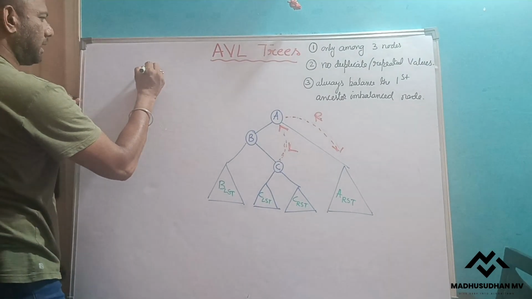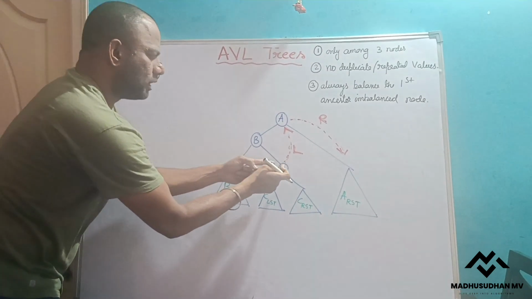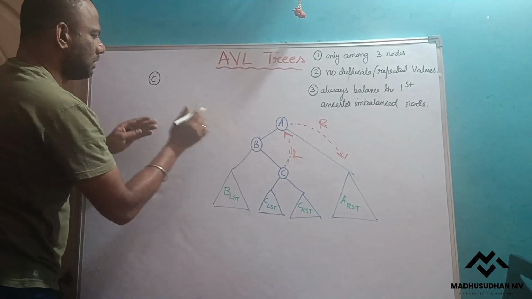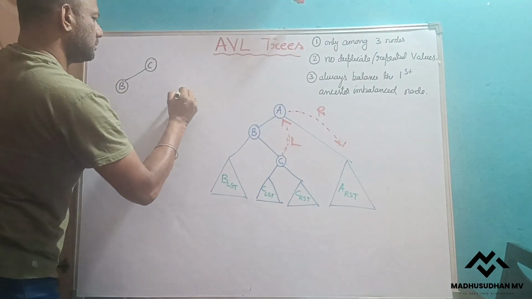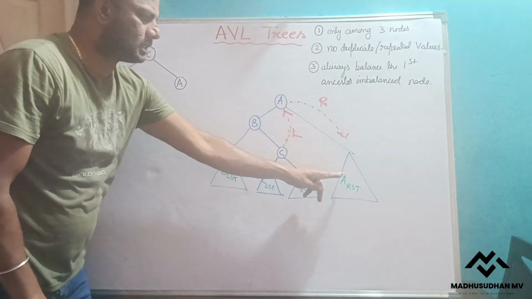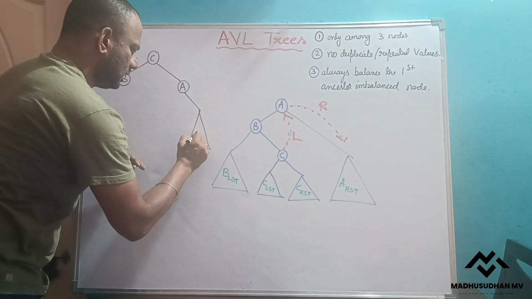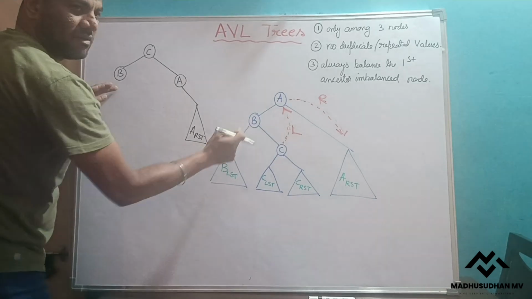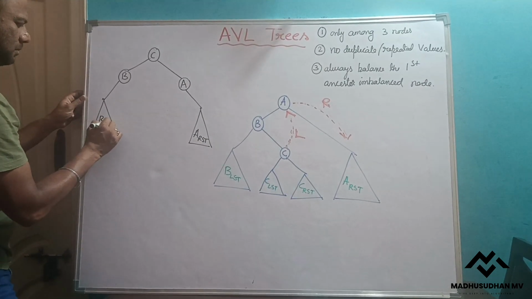Now the same thing with the right side. When you move this one, C will come here. This will be as it is, and A will go here. Now, what is A's right subtree? A's right subtree remains A's right subtree only. This will remain as it is, and B's left subtree also remains the same. This is B's left subtree.